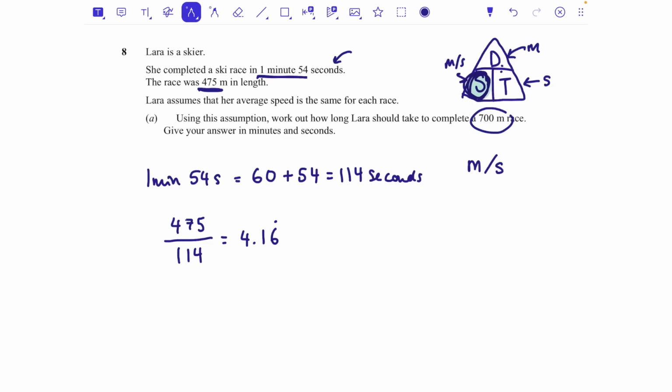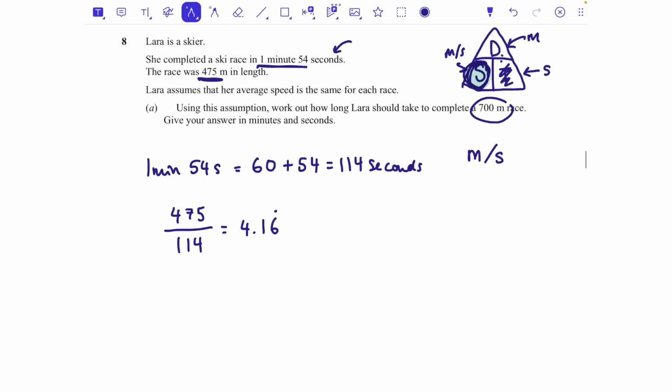And we want to know how long it's going to take her. So now we want the time. If you cover up t, we need to do distance divided by speed, and we're assuming that she's going the same speed. So we now want to do 700 divided by the speed, which is 4.16 recurring. Now, if you just type 4.16, like I said, you're going to get a different answer to the correct one.